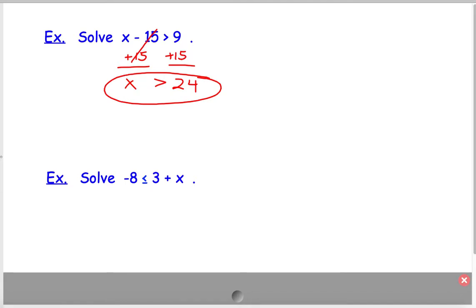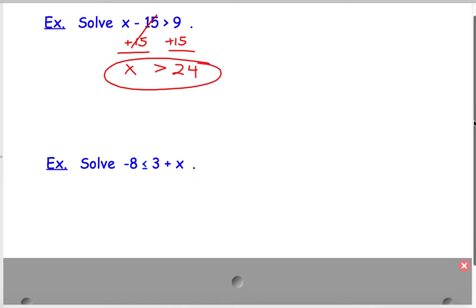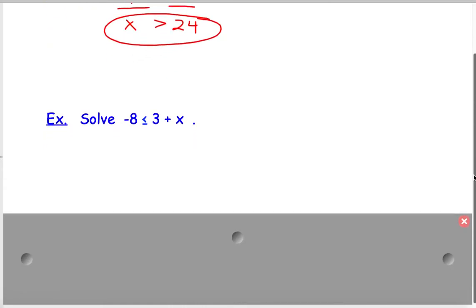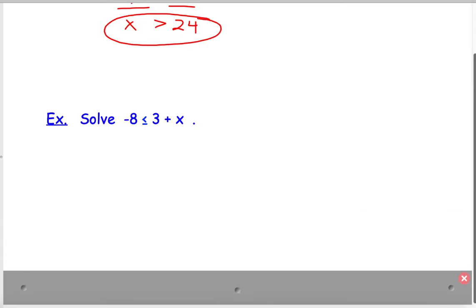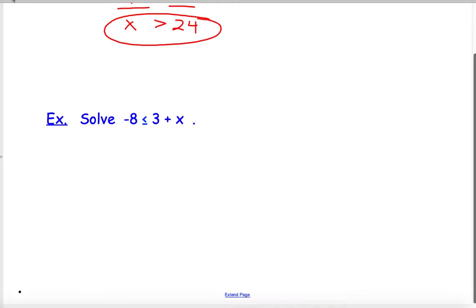Okay, how about this one? Solve negative 8 is less than or equal to 3 plus x. How is this different from the ones we've done so far? Well, the x is on the right-hand side of the inequality. So, if that bothered you, instead of saying negative 8 is less than or equal to 3 plus x, we could have said 3 plus x is greater than or equal to negative 8. But you don't have to. We can just work with the original.